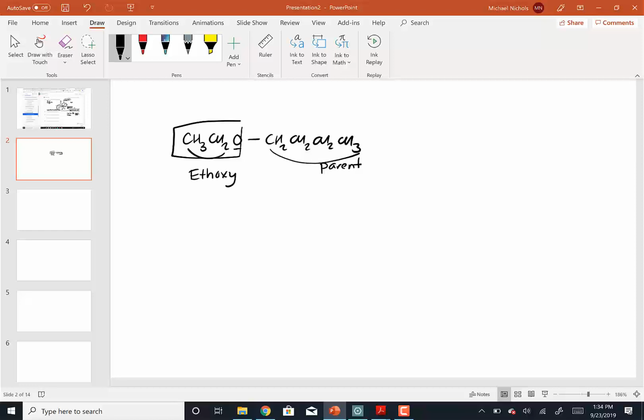And then I'm going to number this chain from the end closest to the first substituent, which is this. So this would actually be 1-ethoxybutane. And so, yeah, on that side, you do start numbering at the carbon that's attached to the O. But that's because that's what you do with this molecule.